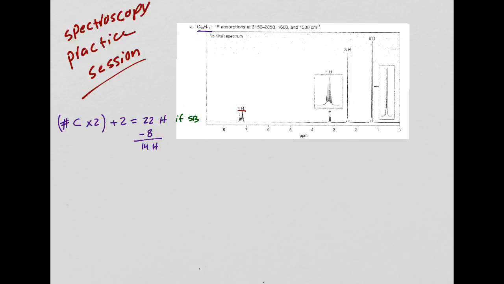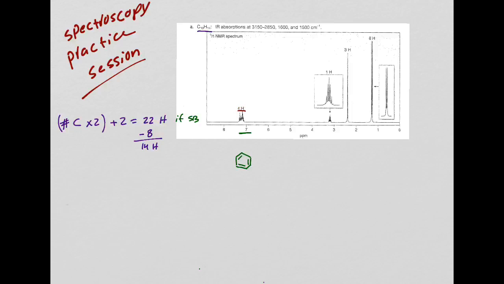The first thing I'm going to look at, I'm going to look over here. I have a peak at 7 ppm, 7.2 ppm. This is great. You know that every time you have a peak around 7 ppm, that means you have a benzene ring. And this is good because we kind of expected that just based on the formula. So I know that I have a benzene ring because I have a peak at 7 ppm. Now, this peak is a mess, the best way to describe it.